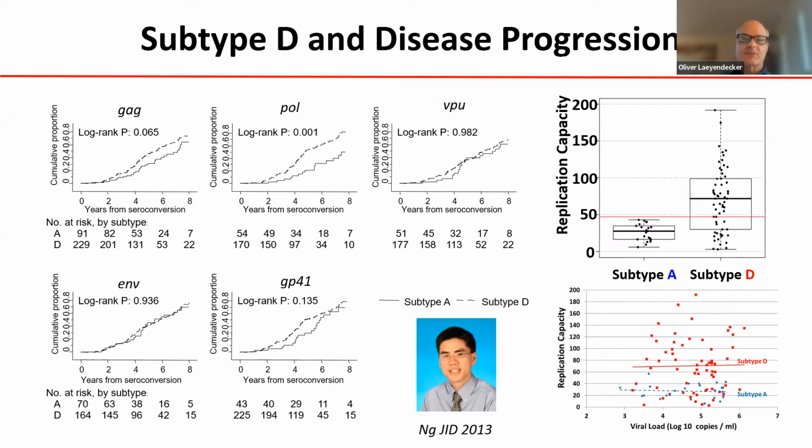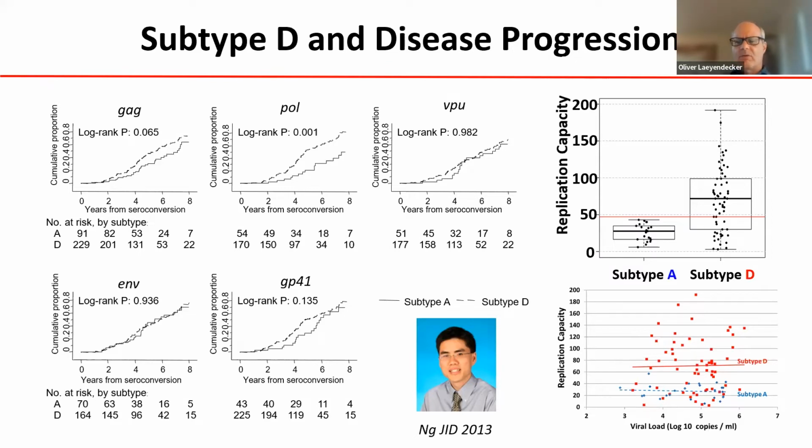And much to our surprise, it was the polymerase chain that seemed to have the greatest predictive impact of disease progression. And so again, we went to Monogram, and again, we sent our samples, and this time they performed replication capacity testing. And we found that subtype D had much greater replication capacity than subtype A.